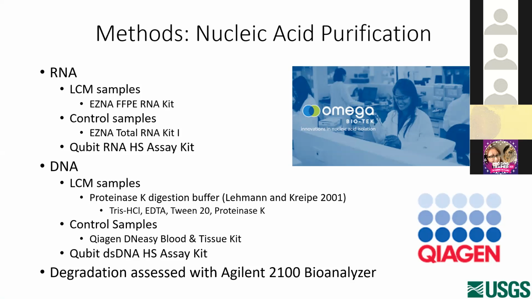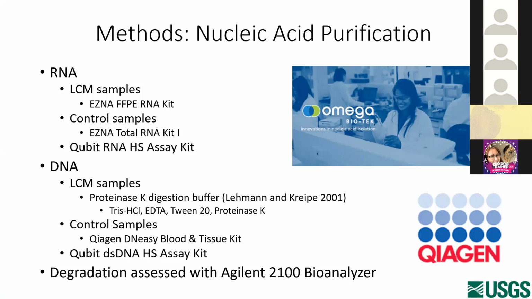with a proteinase K digestion buffer, and I took that from this methods paper by Lehmann and Kreipe. It has Tris-HCl, EDTA, and Tween 20 and proteinase K. And I did try out other kits with a spin column, probably maybe 4 or 5 other kits, but I was never able to obtain quantifiable DNA with those kits, only with this digestion buffer. And control samples were extracted with the QIAGEN DNeasy blood and tissue kit.